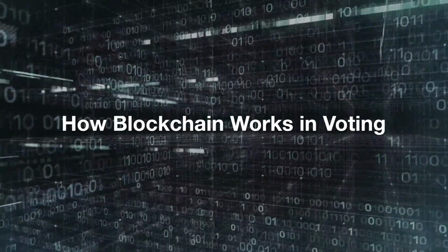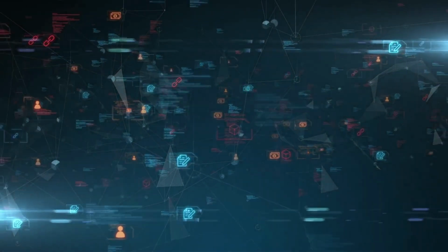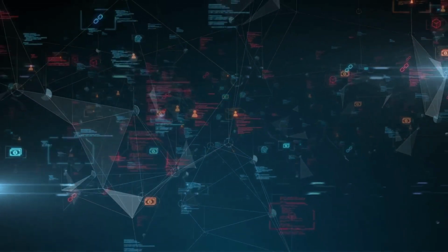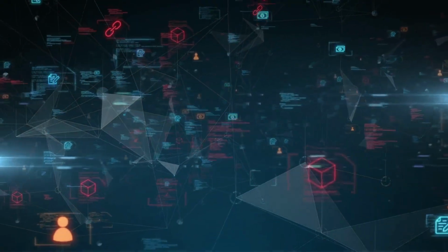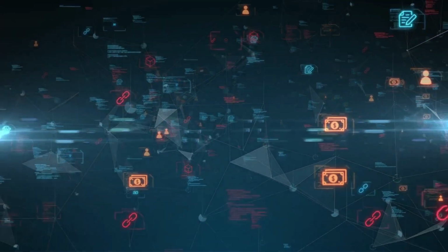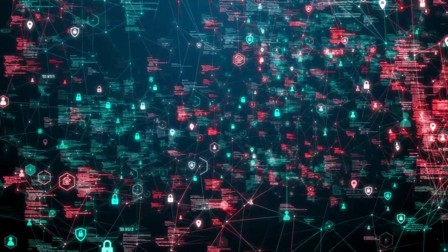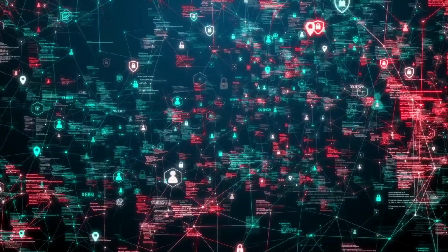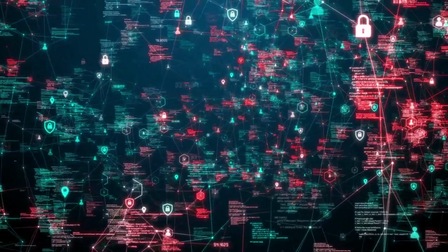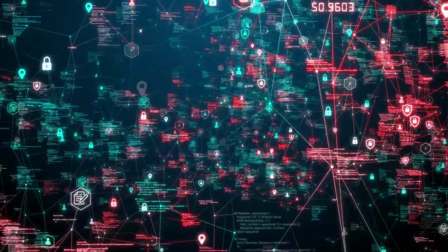How blockchain works in voting. At its core, blockchain is a distributed ledger system that records transactions, like votes, in an unchangeable, time-stamped chain of data. This transparency ensures that every vote cast can be tracked, verified, and counted without interference. Once a vote is recorded on the blockchain, it cannot be altered or deleted. Every step of the voting process, from voter registration to casting the vote to tallying results, can be monitored by the public, making the entire process more transparent than ever before.